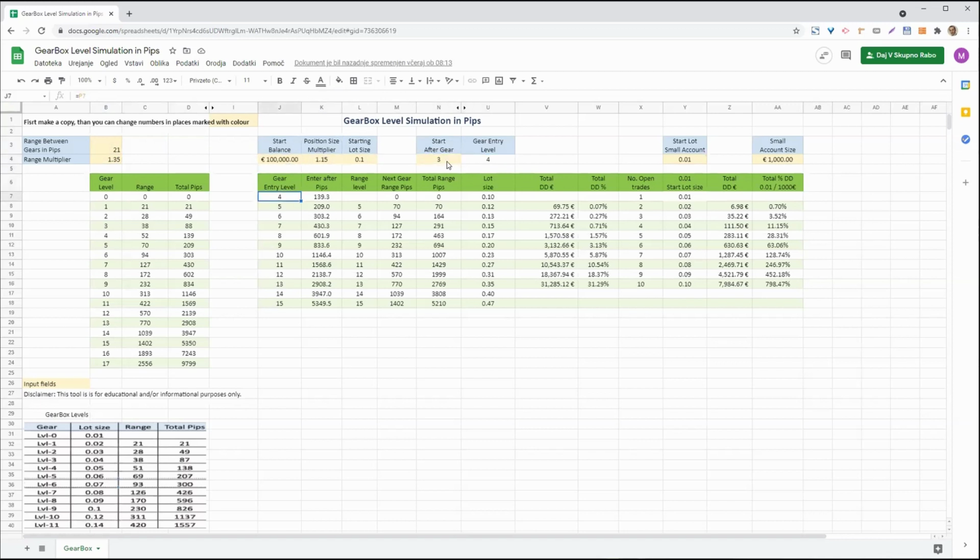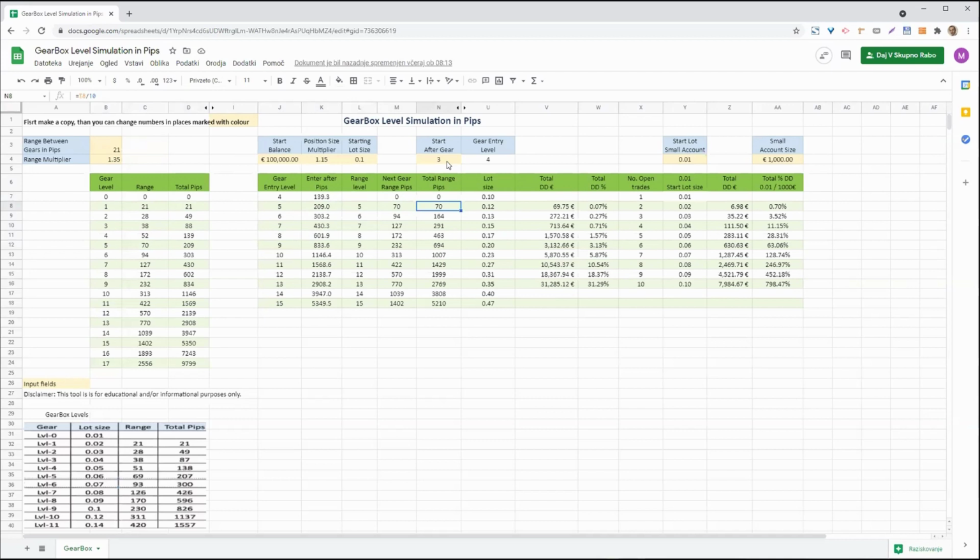So in this case, level 4 entry will be after 149 pips. So this we see here. Level 3, level 4, yep. Level 4 is 199 pips. So the next open trade would be after 70 pips. We see here. Okay.